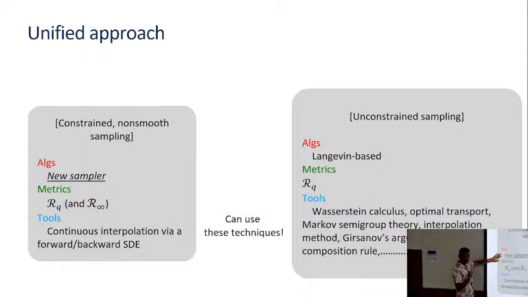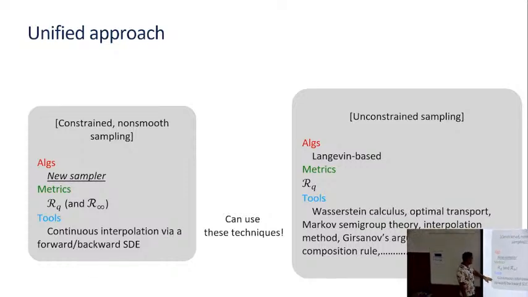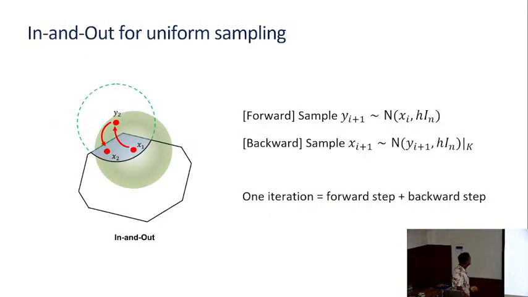At the heart of this, maybe that's the one idea, is actually a simple new sampling algorithm. And you can get RQ and also R infinity. The analysis will proceed using a continuous interpolation argument rather than conductance or a more discrete argument. Okay, so here's the sampler. I'll discuss it first for the special case of uniform sampling.